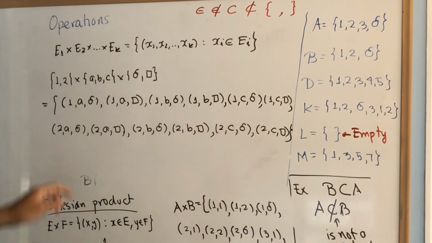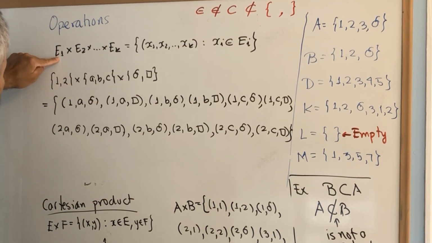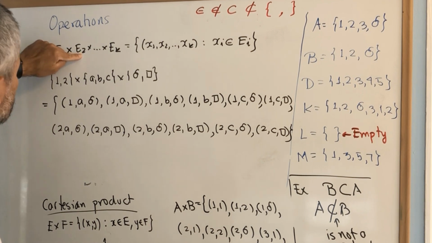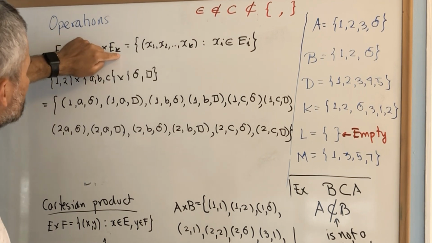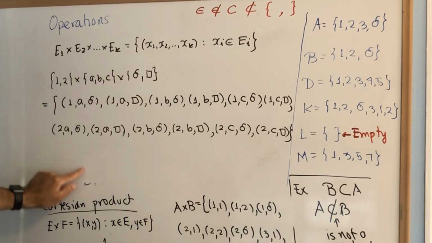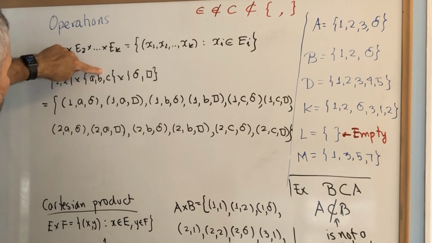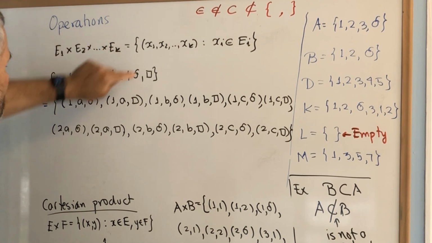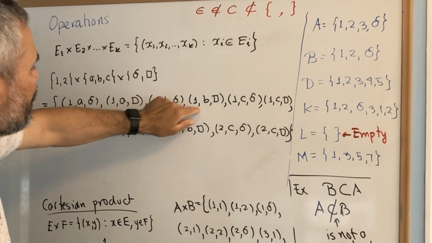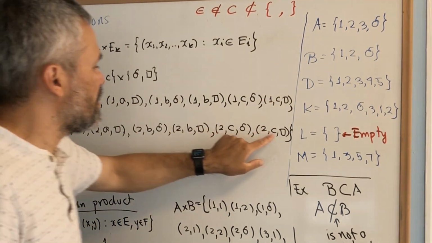You can check that the number of elements in this Cartesian product is equal to the number of elements in this set times the number of elements in this set times the number of elements, and so on until times the number of elements in this set. In this case, this Cartesian product is supposed to have 2 times 3, 6, times 2 is 12. We have 1, 2, 3, 4, 5, 6, 7, 8, 9, 10, 11, 12.